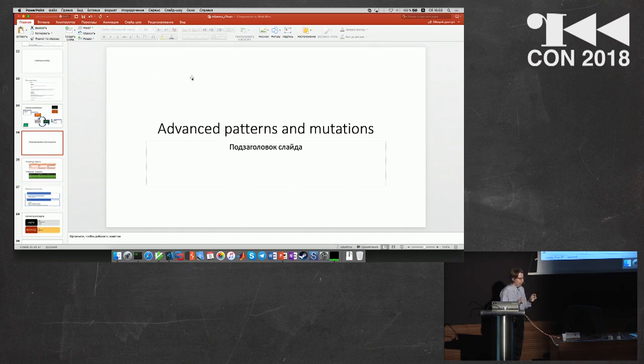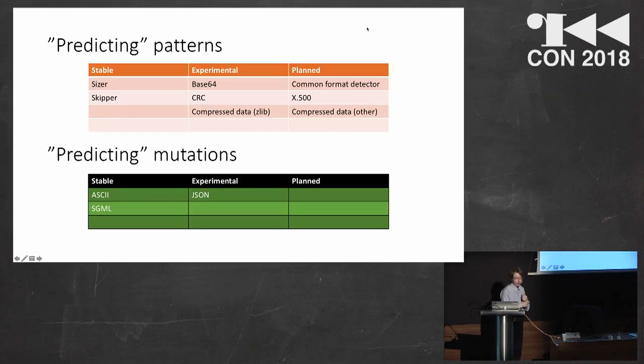Skipper works a little worse. Sometimes it just doesn't understand what to skip. Some format detectors are a little weird, so I will show you how it's going now. We have a stable sizer and skipper, I think, and also ASCII and SGML predictors, and experimental base64, CRC, and compressed data in JSON. I have also planned a common format detector, something unifying some common formats, X.500 because you need it for certificates and all the hierarchical data, and also compressed data with algorithms other than zlib. But these are all in plans.